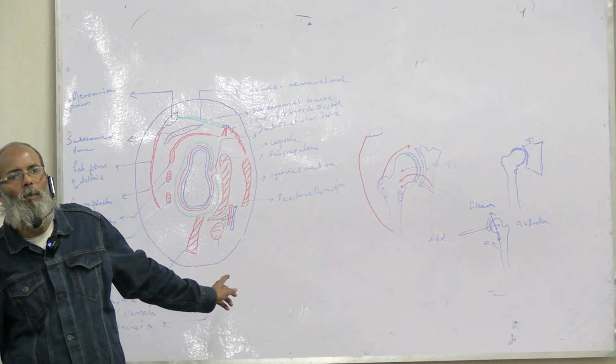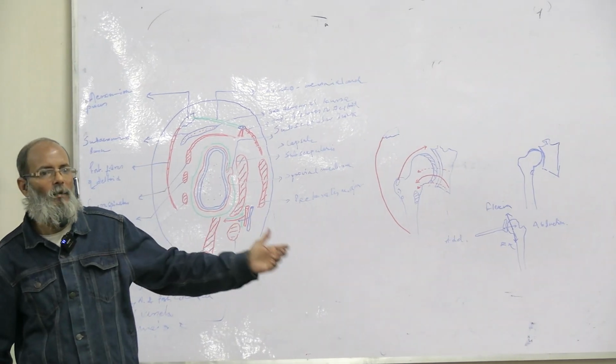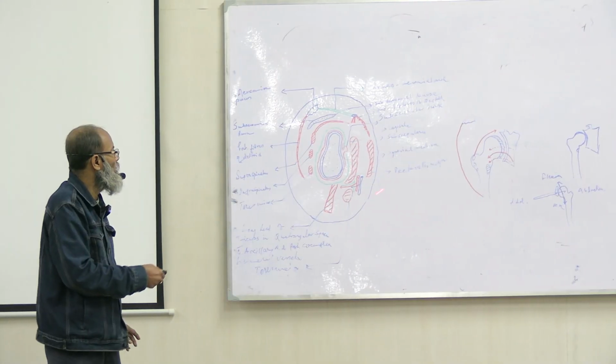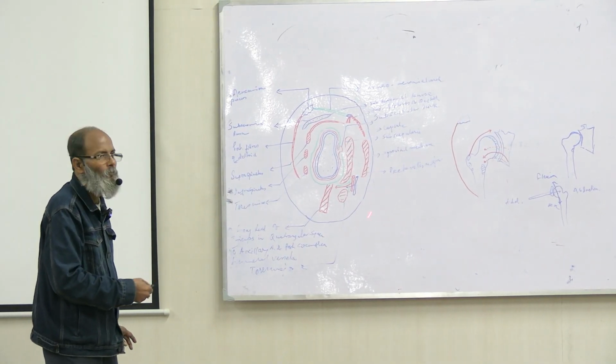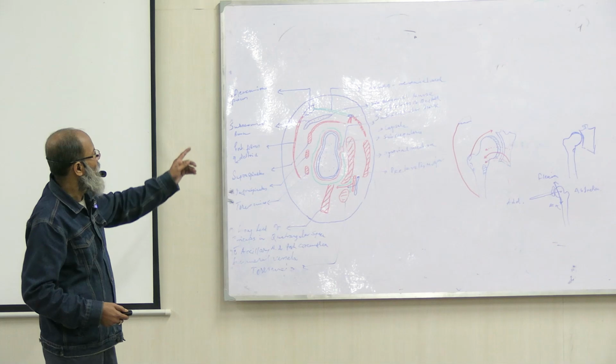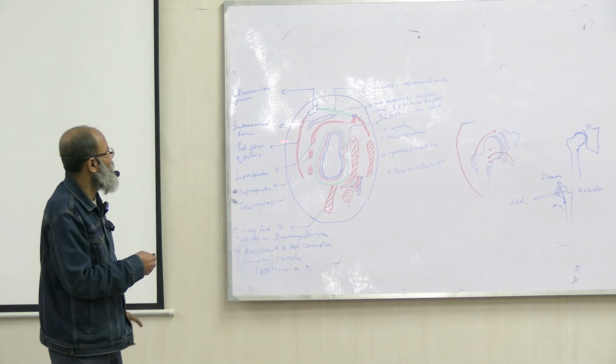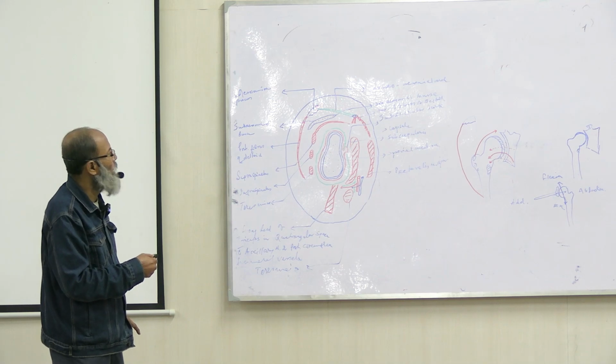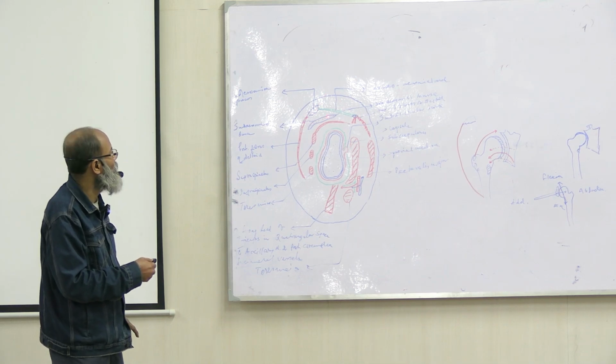Can you read this labeling from a distance? Labeling to দেখা যাচ্ছে? This is the relation of the hip joint. All right. Above you can see the acromion process, the coracoacromial arch. This is subacromial bursa.